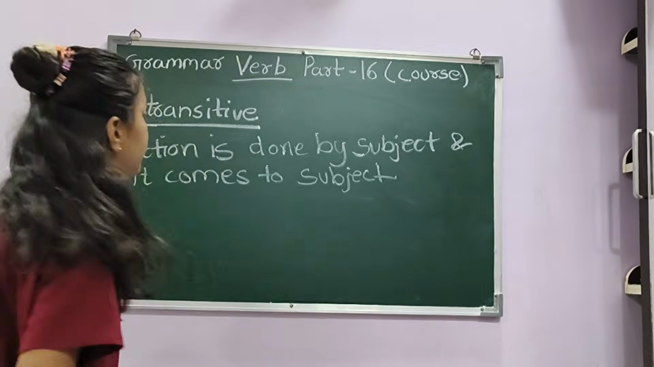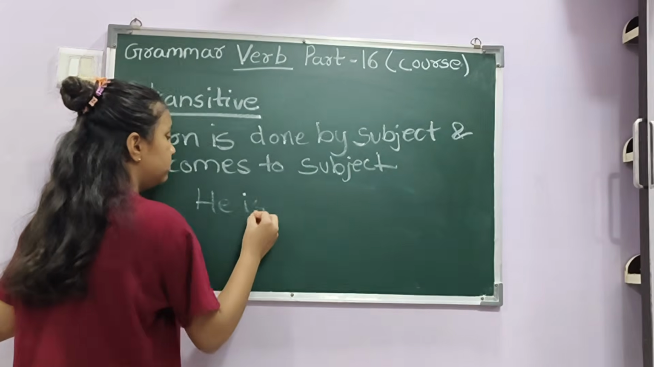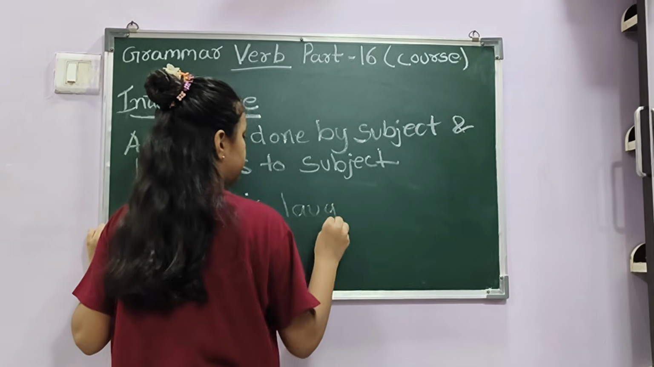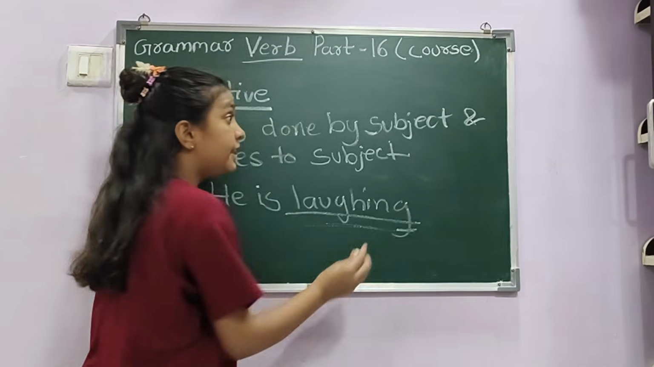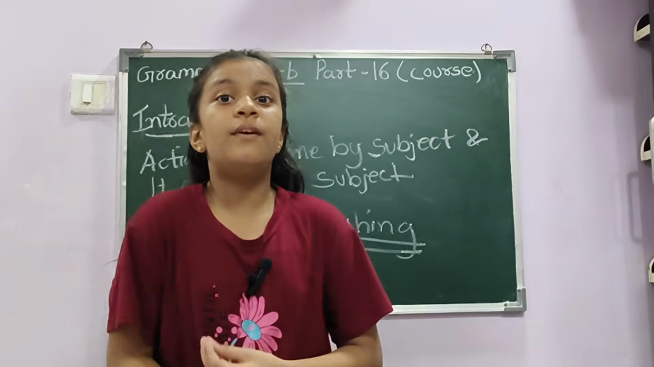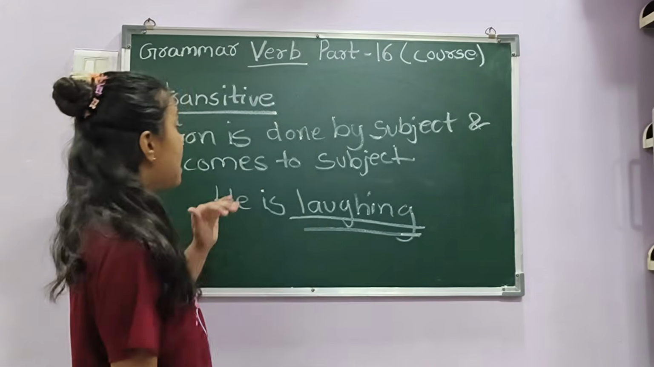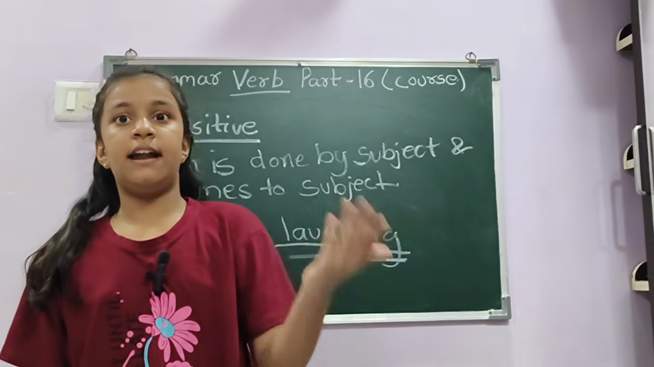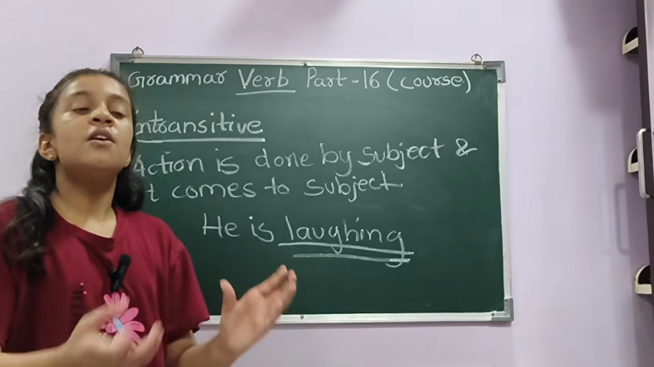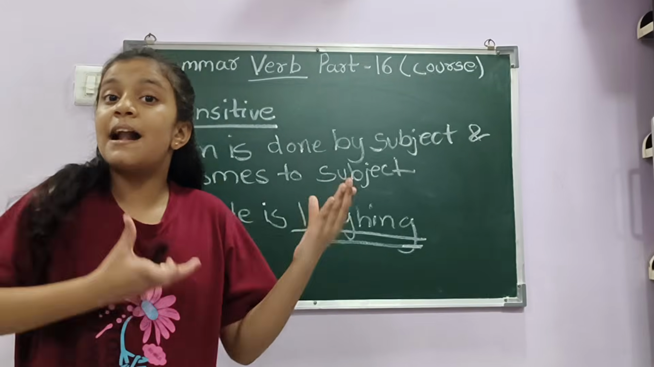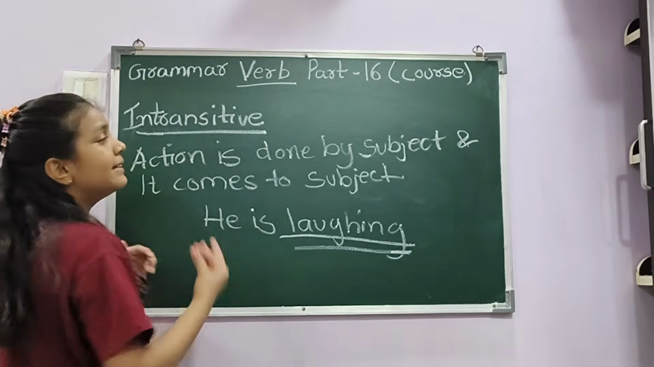Understood, everyone? So for example, he is laughing. What is he doing? He is laughing. And he is laughing with his mouth. What is he using? What is the object here? The mouth is the object here, and it is coming to itself only. It is a part of our body. So he is using that part of the body and laughing. So it is coming to our body part only. That is known as the intransitive.